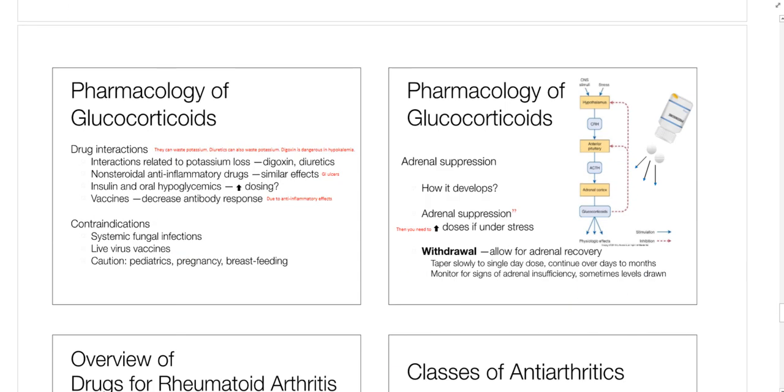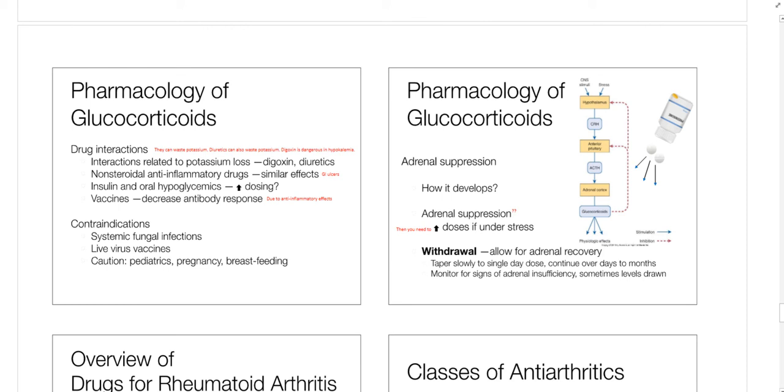All right, so there are some drug interactions to be concerned about. If we take glucocorticoids with any potassium-losing drugs like other diuretics, then we're going to have that much more of a pronounced potassium loss. Digoxin is very sensitive to a loss of potassium or working in a hypokalemic environment, and you can go into digoxin toxicity very quickly. So don't take it with, or be very, very careful taking it with digoxin and diuretics.